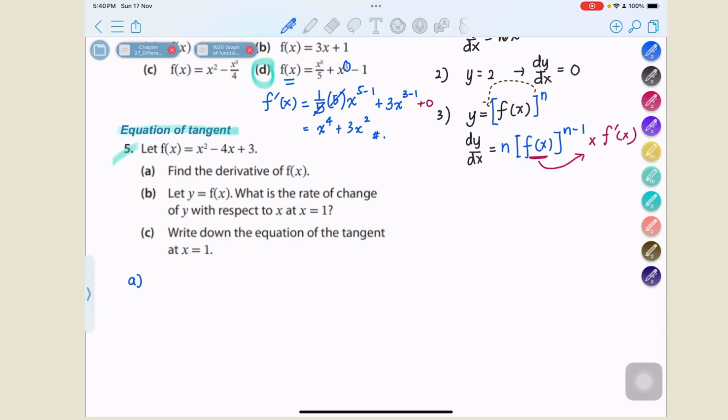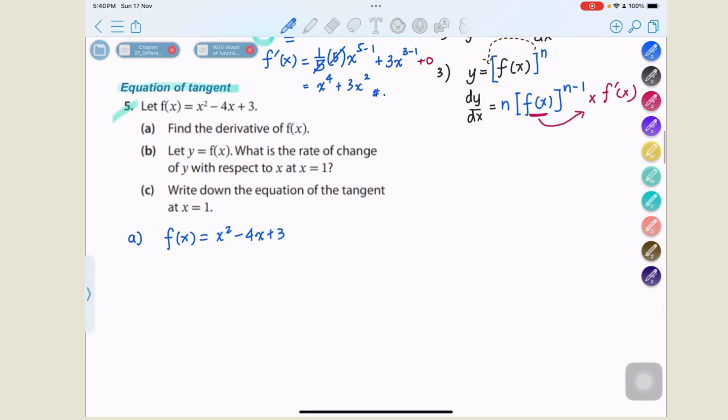So part 1: I rewrite my function as x squared minus 4x plus 3. To work out the derivative f prime x, same thing, I drop down my power, so 2x to the power of 2 minus 1, minus 4 times my x, which after differentiating becomes 1, and the constant has nothing left. So my function becomes 2x minus 4. Part 1 done. Okay, part 2, B.